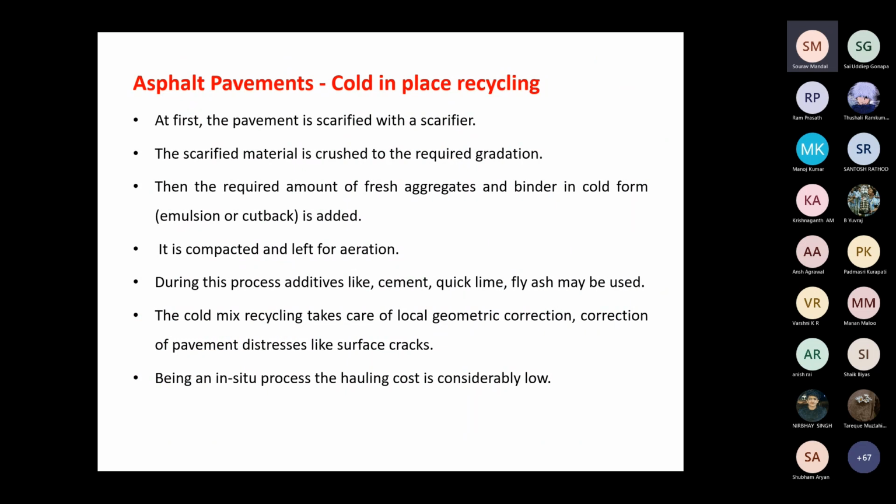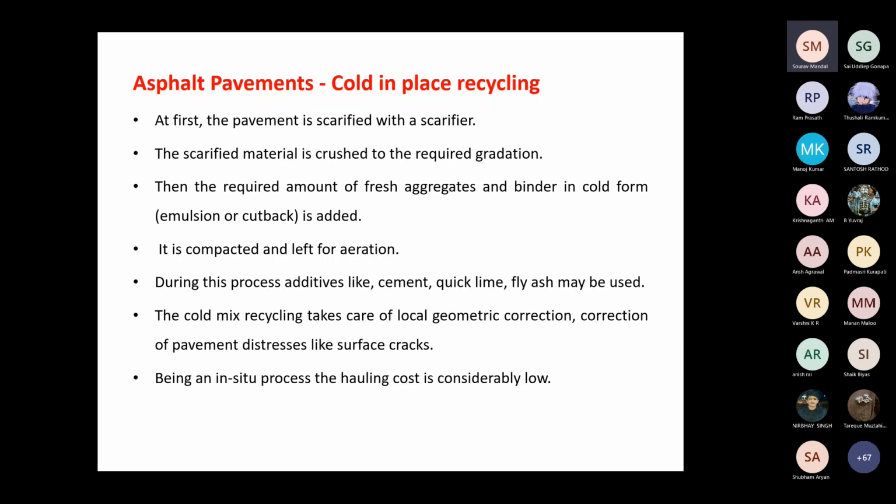The other method is cold in-place recycling. At first the pavement is scarified with a scarifier. The scarified material is crushed to the required gradation. Then the required amount of fresh aggregate and binder in cold form, emulsion or cutback, is added. It is compacted and left for aeration, mixing and so on. Additives like cement, quicklime and fly ash can be used. This takes care of local geometry correction for pavement distresses.